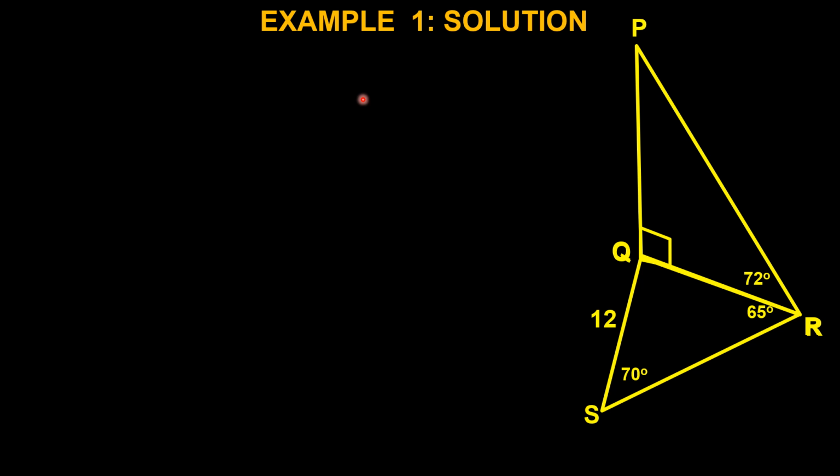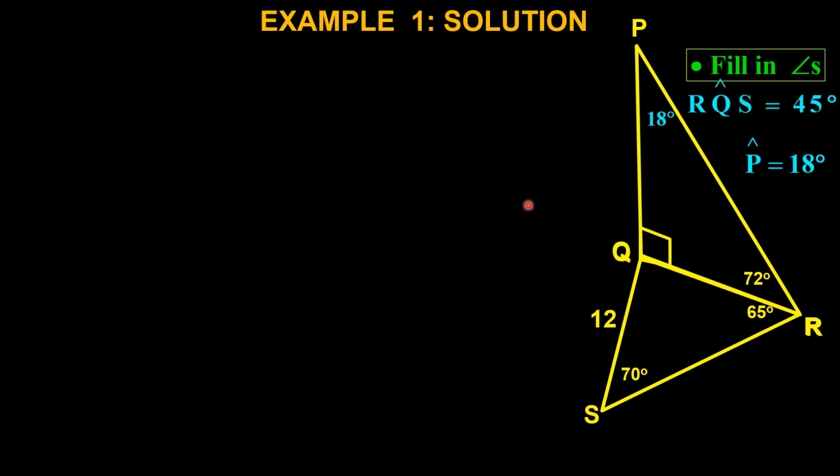Now let's look at the solution. Here we have our diagram with all the given information. We notice that it's not necessary to redraw the triangle. Why? Because all the measurements are clearly visible. Let's calculate the angles that are possible. We can work out angle P. Angle P is 18. And once you calculate it, it's suggested that you insert it in the sketch. In the other triangle, we can work out angle RQS, which is 45 degrees. And then we can insert it as well.